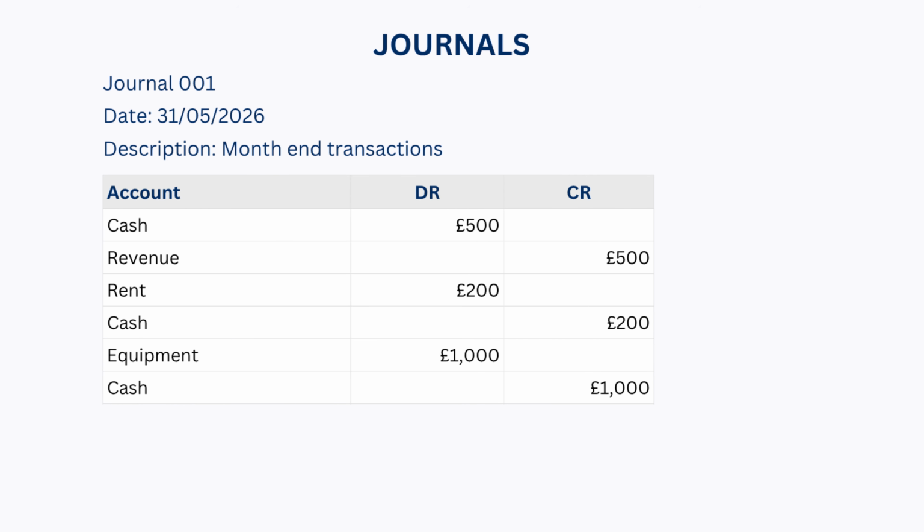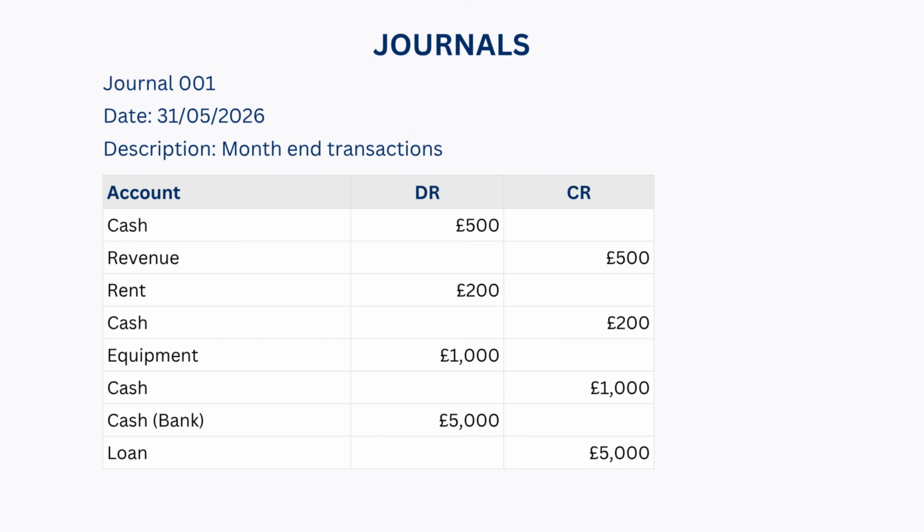Next example is buying equipment with cash. Suppose the business buys equipment for £1,000 cash. Equipment is an asset, so it increases with a debit. Cash is also an asset, but it is decreasing, so it is credited. The journal entry is debit equipment 1,000 and credit cash. One asset increases while another asset decreases.